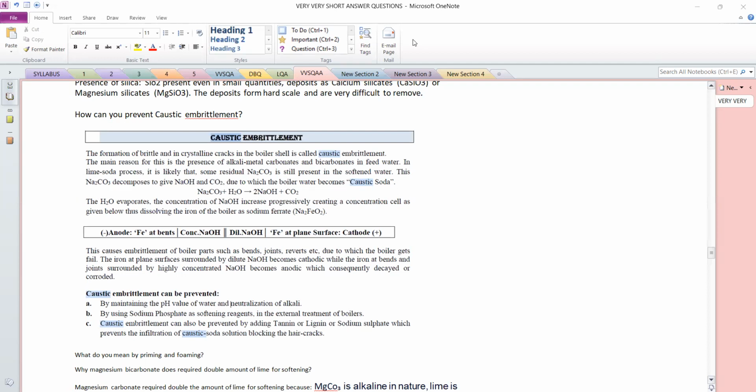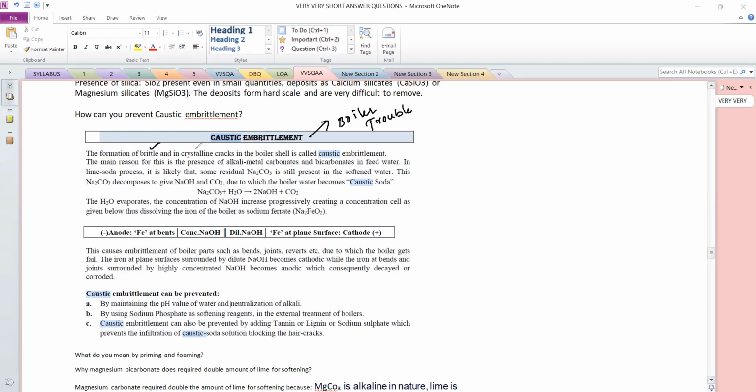Hello students, in this session I am going to discuss caustic embrittlement. Caustic embrittlement is one of the boiler troubles. What is it? A boiler trouble. How and when this type of trouble occurs, let us see. First, let us see the definition.